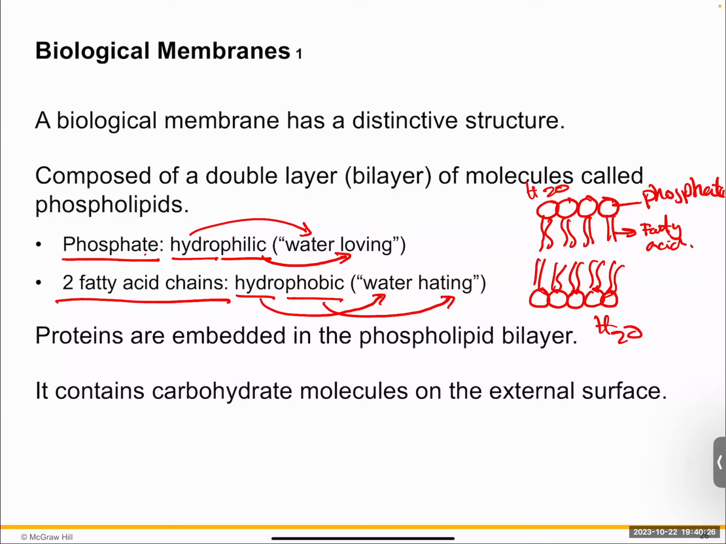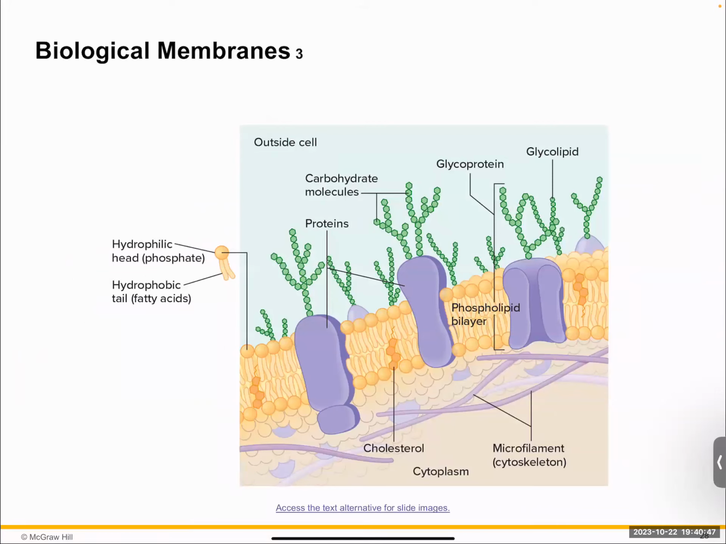Now, in addition to these phospholipid bilayers, which are the fatty acid tails and the phosphate heads, we also have proteins that are embedded in those membranes with specific characteristics. And we also have carbohydrates that are embedded in that plasma membrane. Here is the depiction right here. Again, the circles depict your phosphate heads. These are the fatty acid tails. The purple structures depict your proteins, and the little green hexagonal structures are the carbohydrates.